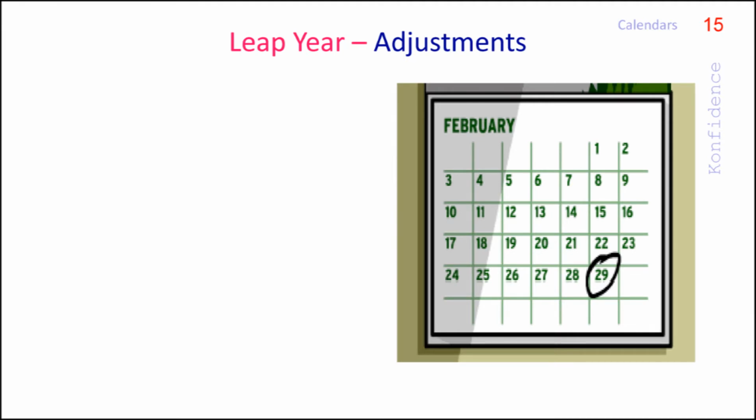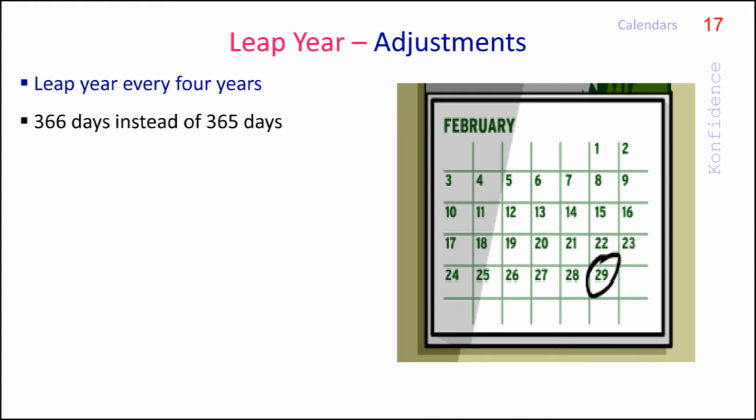The calendar is made in such a way that there is a leap year every 4 years. As you know, a leap year is a year in which there are 366 days instead of the usual 365. 2012 was a leap year. 2016 is the next leap year. Any year that is divisible by 4 is a leap year.